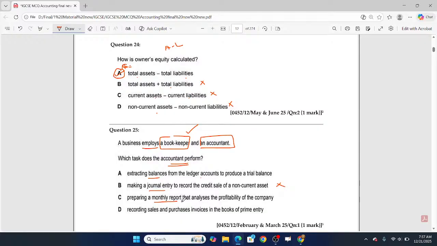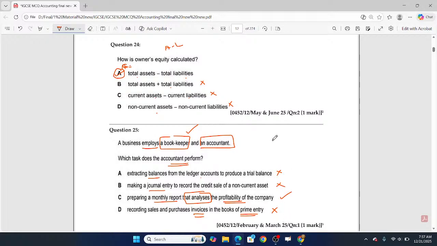Preparing a monthly report that analyzes the profitability of the company. Definitely it's in the hands of the accountant. Recording sales and purchases involves invoices in the book of prime entry? No, prime entry is also in the hands of the bookkeeper. So these two are not in the hands of the accountant.